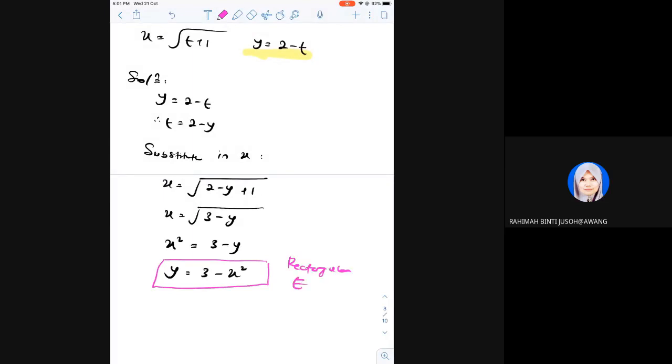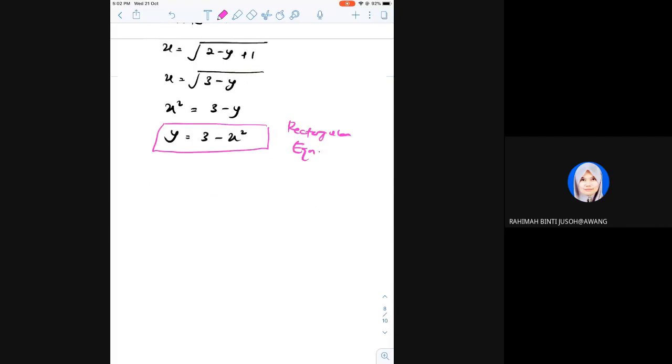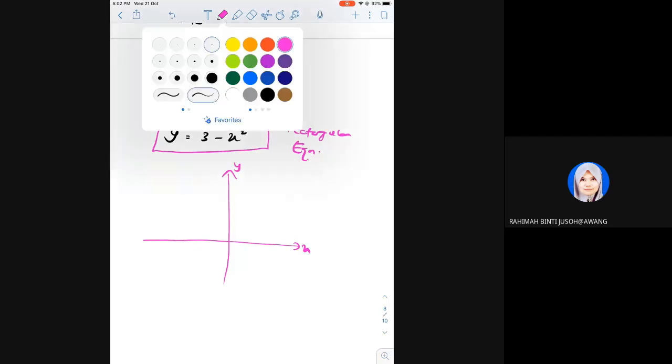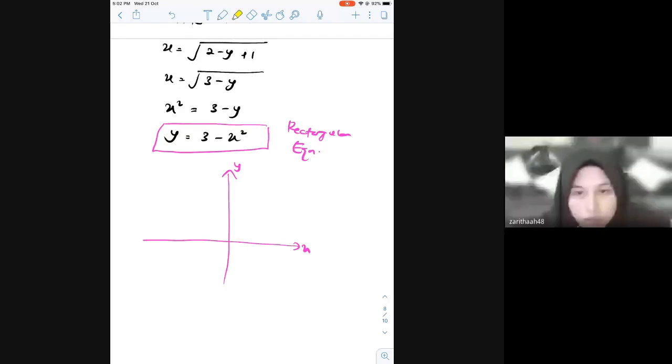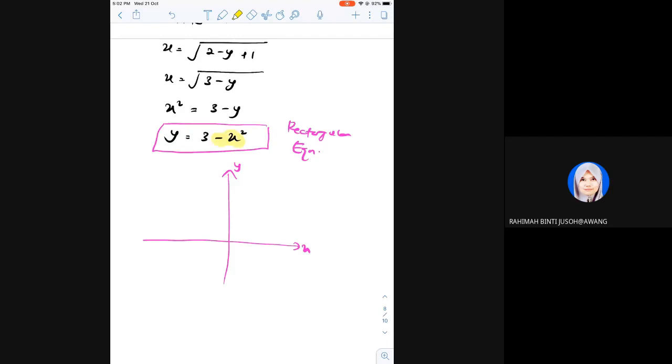Okay, rectangular equation. Now we want to draw this: y equals 3 minus x squared. Our subject is y, so it is on the y-axis, either upward or downward. So should it be upward or downward? Downward, because we have negative x squared. So it opens downward.